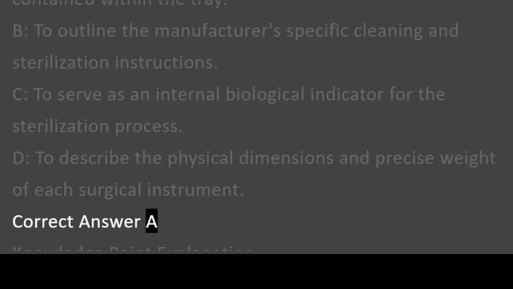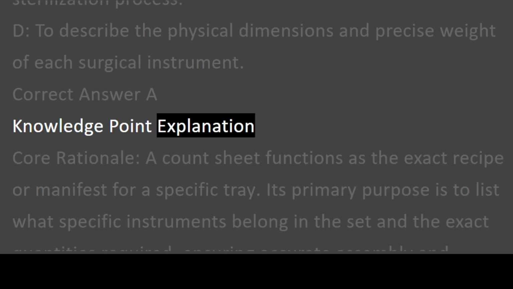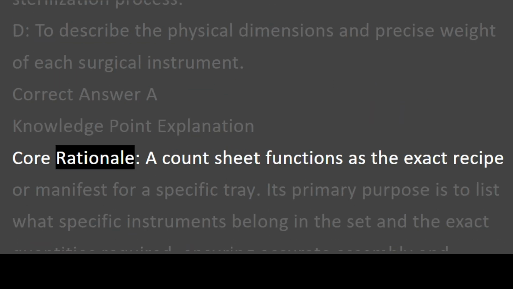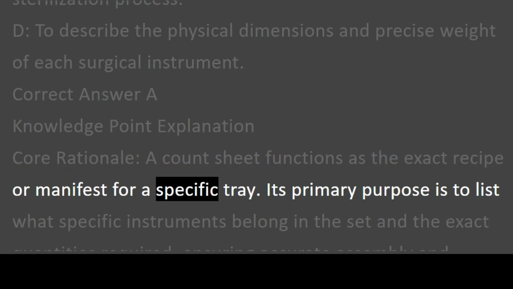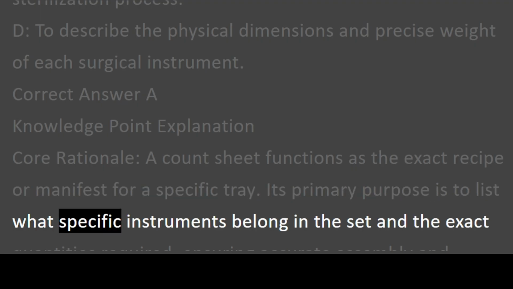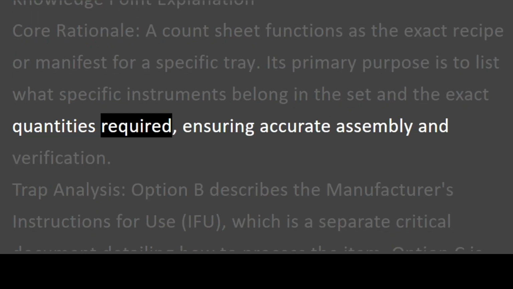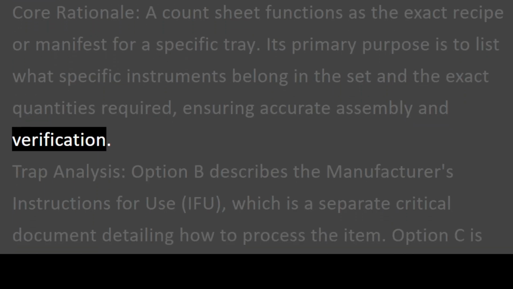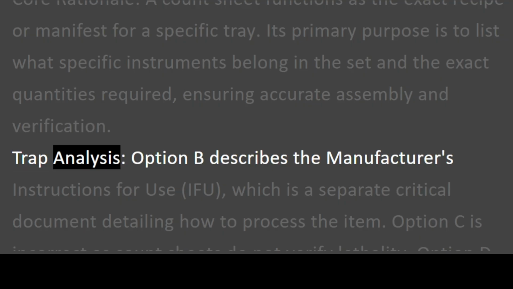Correct answer A. Knowledge point explanation. Core rationale. A count sheet functions as the exact recipe or manifest for a specific tray. Its primary purpose is to list what specific instruments belong in the set and the exact quantities required, ensuring accurate assembly and verification. Trap analysis.